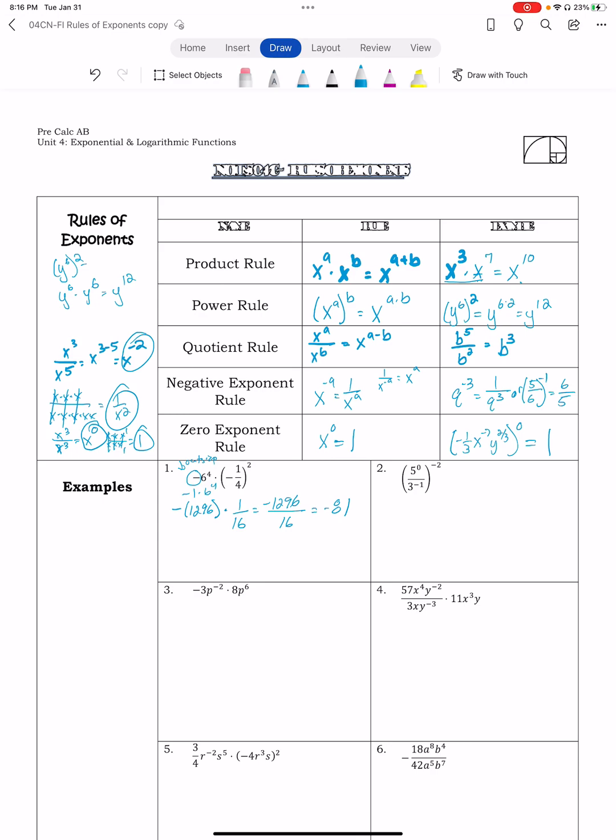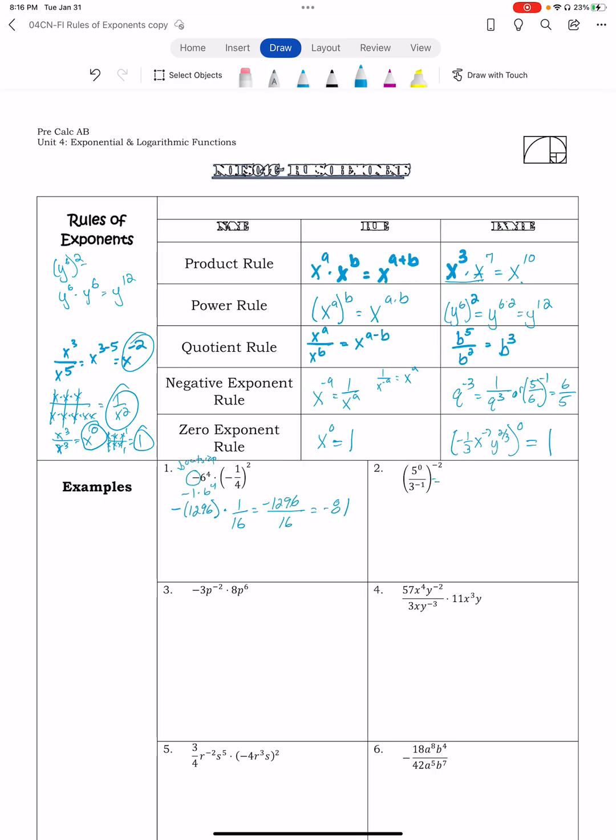This next guy here, there are a couple things. I could flip it first. I like using the distributive property, so my power to a power. So I'm just going to take this in a couple steps. This is 5 to the 0 times negative 2 over 3 to the negative 1 times negative 2, which is 5 to the 0 over 3 squared, which is 1 over 9.